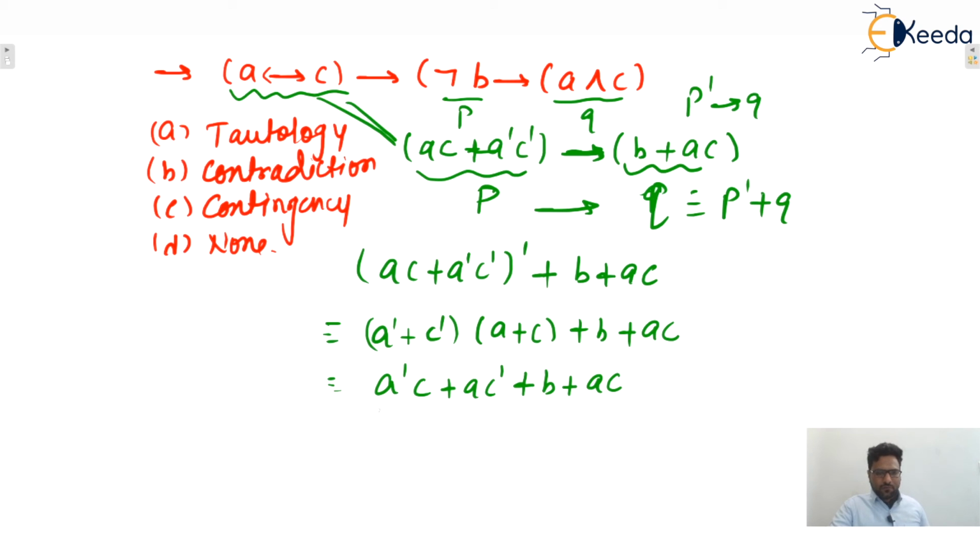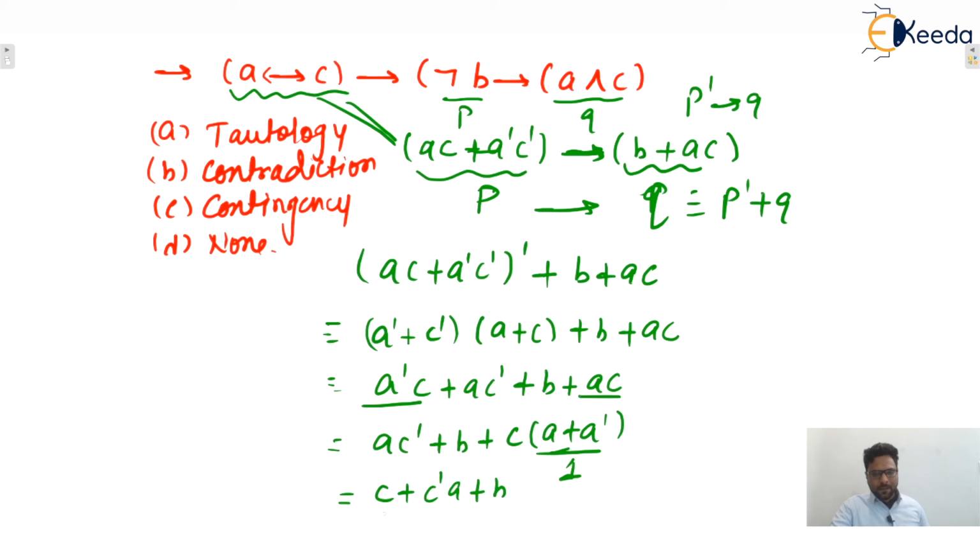Yes or no? So merge these two, and this becomes AC dash plus B, and take C as common, then A plus A dash is 1 only. This becomes 1. So after simplification, let's say this is C plus C dash A plus B. So apply distributivity here. So this becomes C plus A plus B. So we cannot further simplify this one. So this one is neither tautology nor contradiction. Yes, so we can say that this one is your contingency.